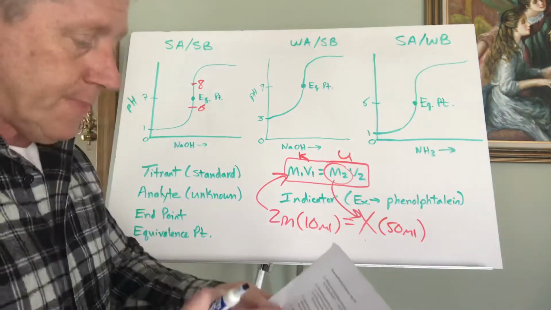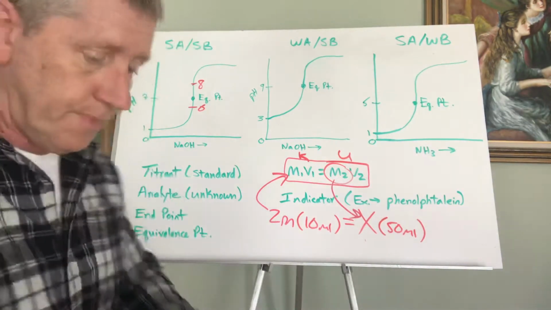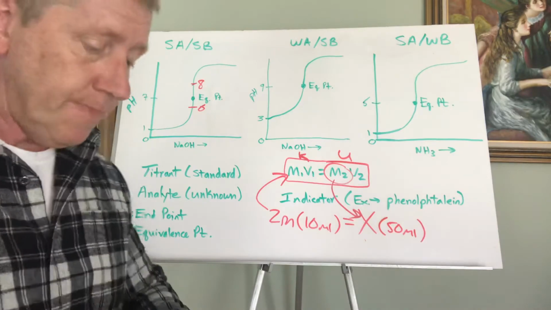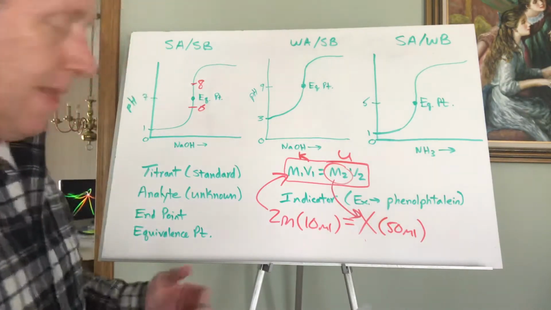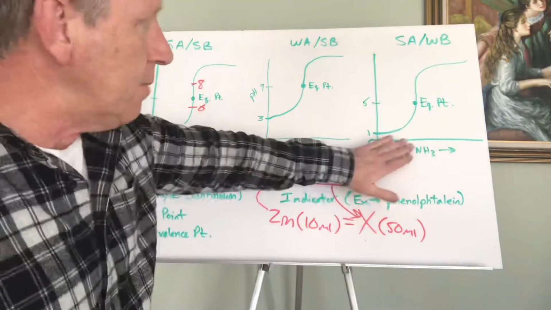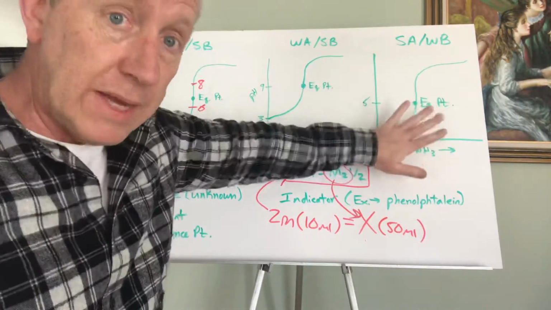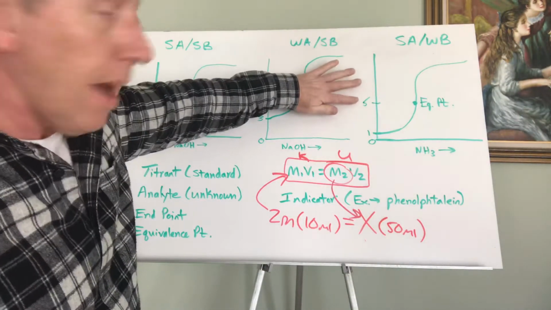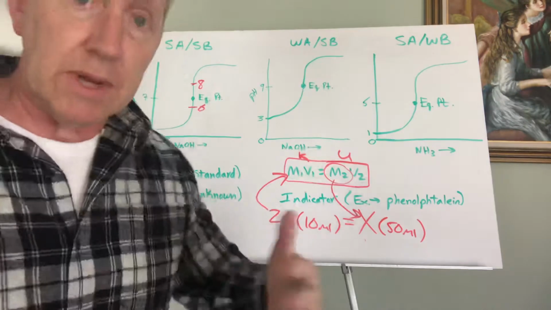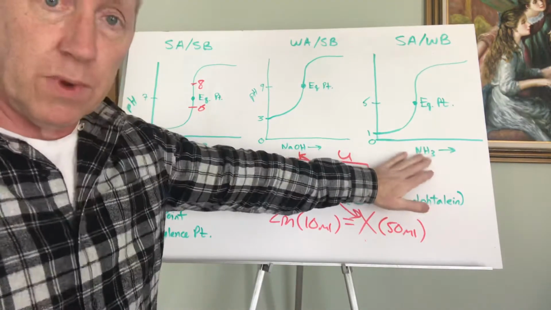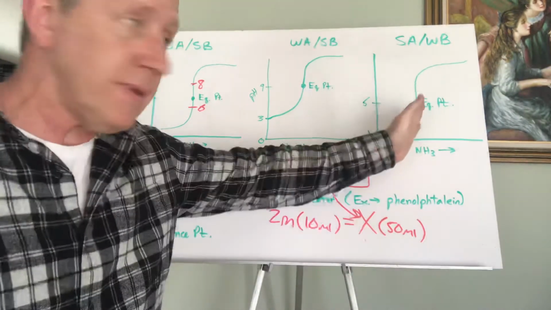For the second one, hydrochloric acid, strong acid, and methylamine, CH3NH2, and that is a weak base. So that would be represented by this curve over here on the right, where you would have the strong acid dominating in the equivalence point in the acidic range. We just replaced the NH3 with the methylamine on the bottom, so it's the same curve here on the right.